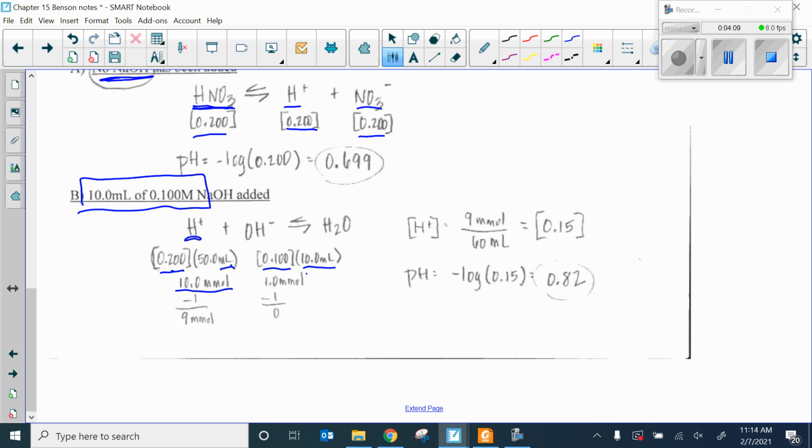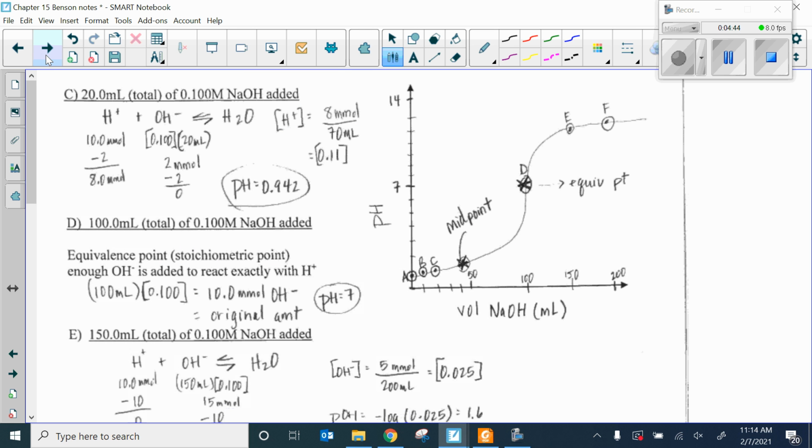I can see that all of this is going to be used up. It's a limiting reactant, and so this is also going to decrease by 1. I don't have to worry about anything on the product side because I don't concern myself with water anyway. So my hydrogen ion concentration is going to be the number of moles over the total volume. So I had 9 millimoles left. The total volume was the 50 right here, plus the 10 for the base. So my hydrogen ion concentration is 0.15. Take the negative log of that, and there's my pH.